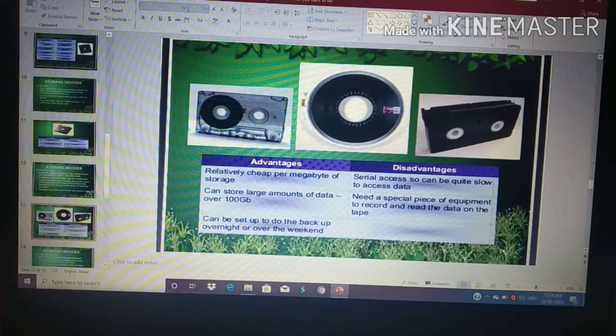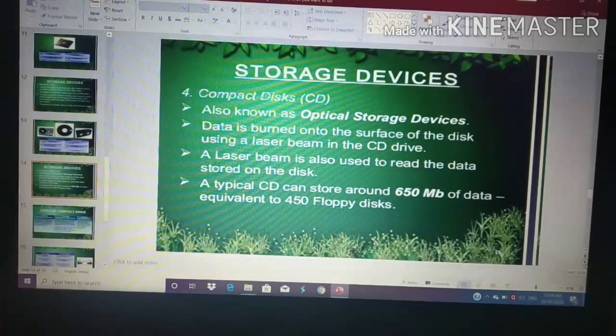Okay. Now comes the compact disc, the CD. What is the CD? Another name for the CD is the optical storage device. Now the question arises: how is your data stored in a CD drive? Basically, a beam of laser is burned into the surface of the disk. In this way your data can be stored in the CD drive. Okay, suppose again you want to read the data, so how can you read it?